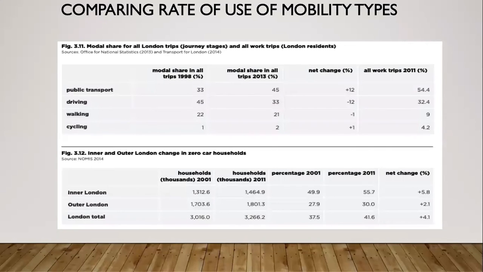The table on display also shows the use of each type of mobility. Apart from some people using public transportation, some drive on their own, others walk, others cycle. We see the distribution, the percentage of each of them in the city of London.